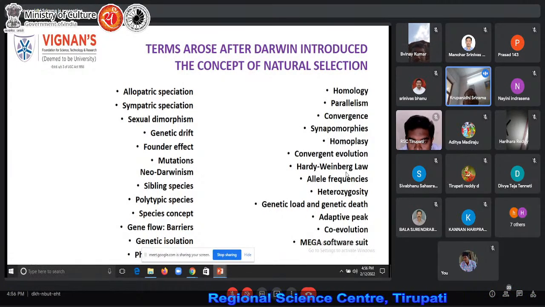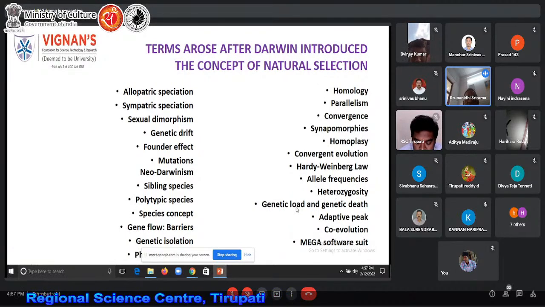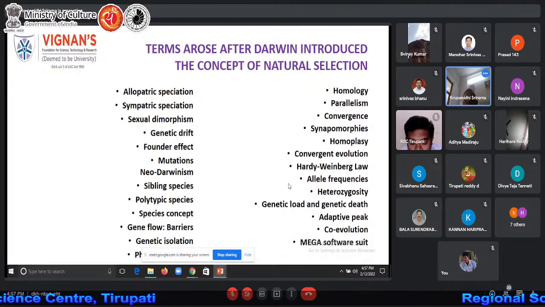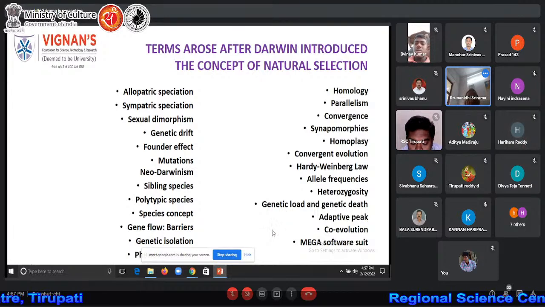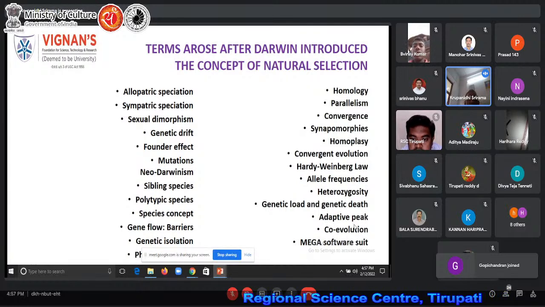Very good examples are taken from Africa: sickle cell anemia and malarial examples. And allele frequencies, heterozygosity. Heterozygosity is an advantage. It is a survival advantage. Okay, and there is genetic load and genetic death. Genetic load means in a population, if there are deleterious genes, the population undergoes a sort of genetic load, and genetic death means the individuals in the population, if they are unable to breed, that constitutes the genetic death, like adaptive peak, coevolution.